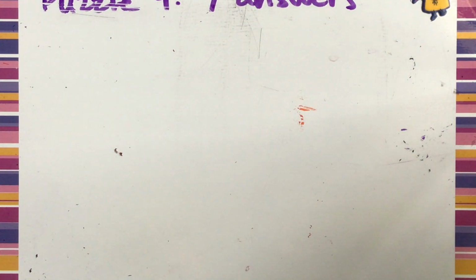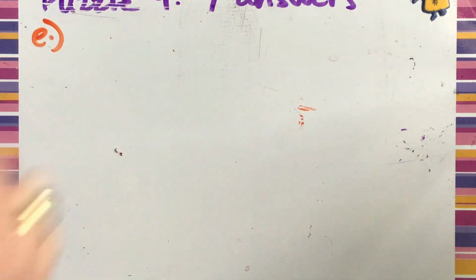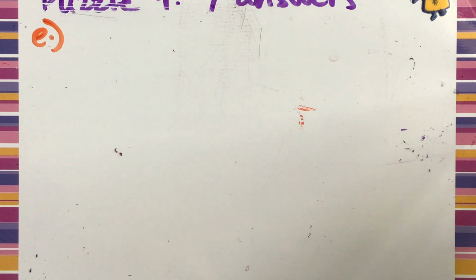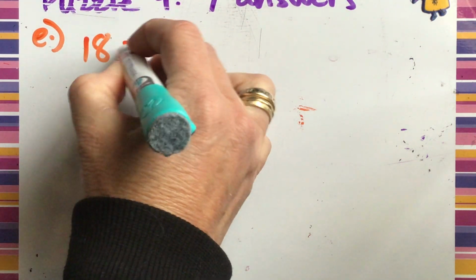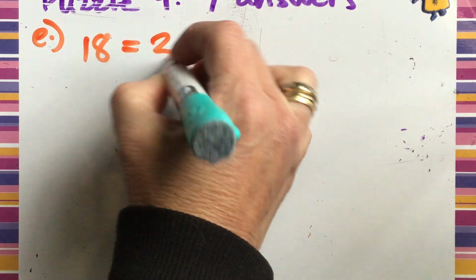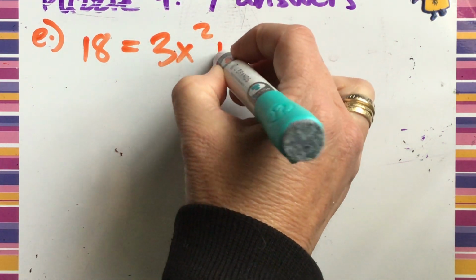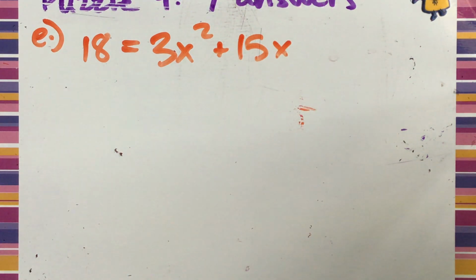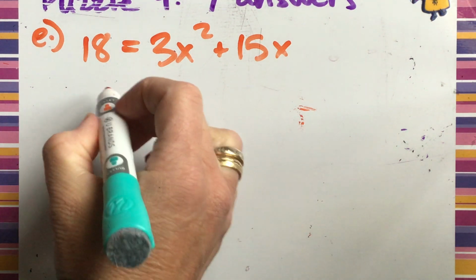E says find the negative solution. Okay, so hopefully you're getting a little faster here. I have 18 equals 3x squared plus 15x. I hope I copied that down right. Is that G? I mean E? Yeah, okay, terrific.